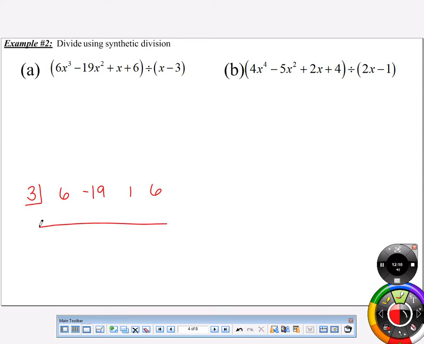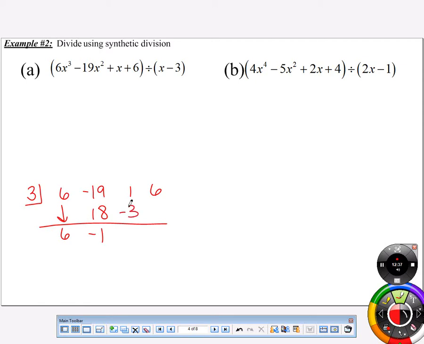What's the first step in the synthetic division process? Move the 6 down. Good. Then what do I do? Multiply, right? So 3 times 6 is 18. That fills the next column. And what do I do when a column's full? Add it up. Okay. Now 3 times negative 1.